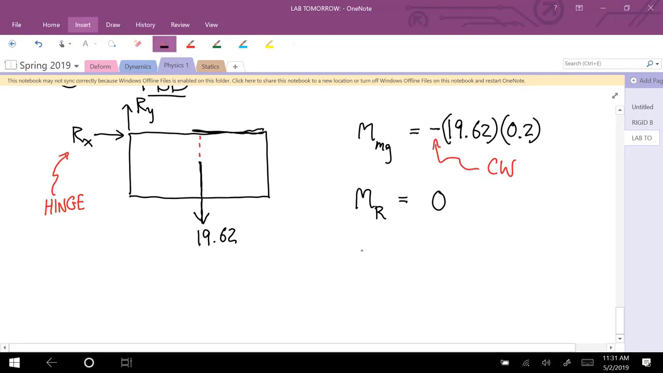And so M_A net then is just equal to negative 3.924. Bam! And the units are Newton meters. Who's still with me? Perfect.